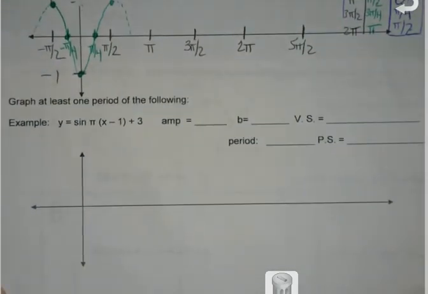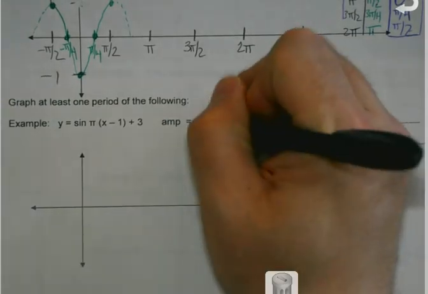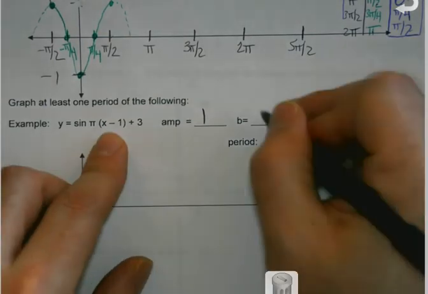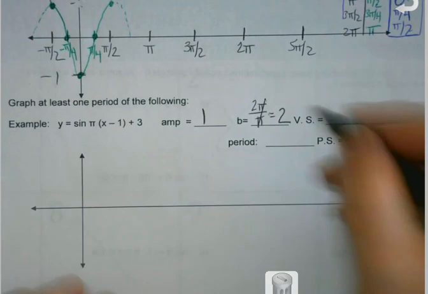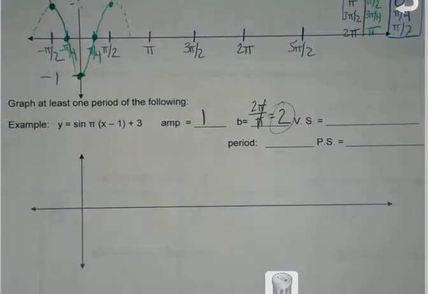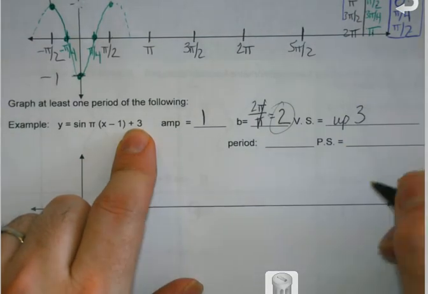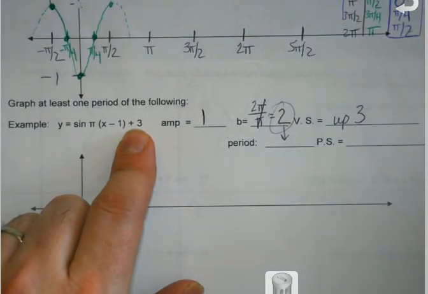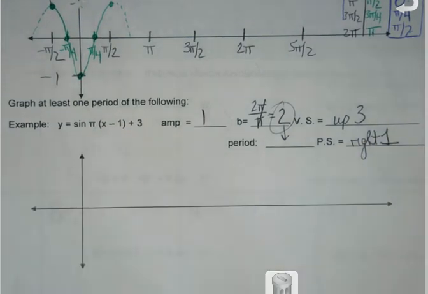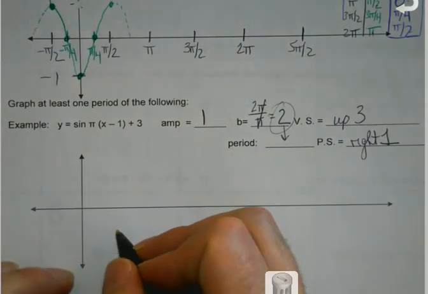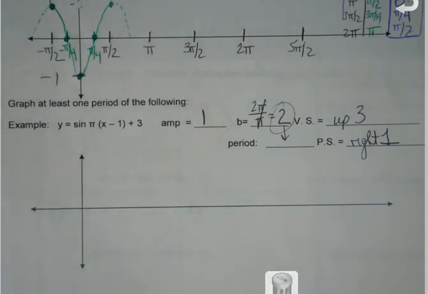One more time. All right, let's see what we got working here. No amplitude change, so that'd just be 1. B value is pi, so divide by pi means my new period's going to be 2. Ooh, and I get multiple shifts this time. Vertical shift, up 3. Oops, I already got my period there. And my phase shift is right 1. Okay. So let's see. My period is 2, we're up 3, and right 1.